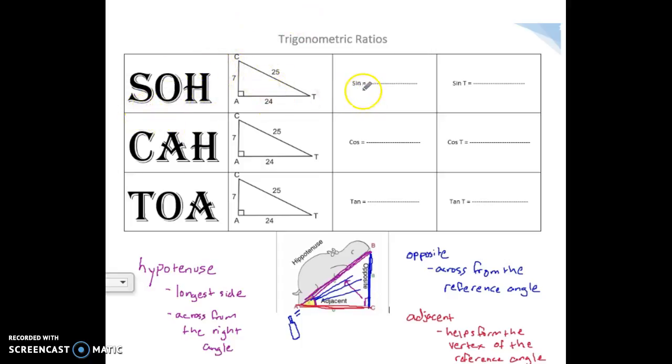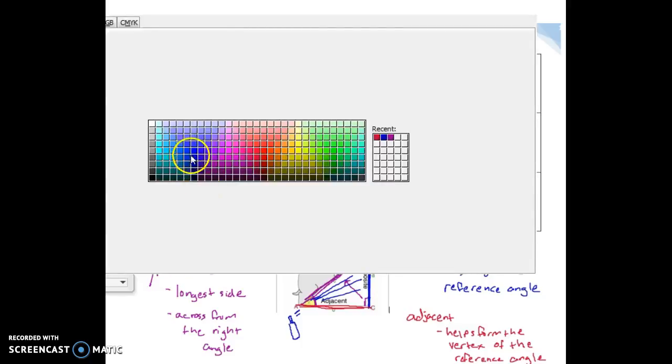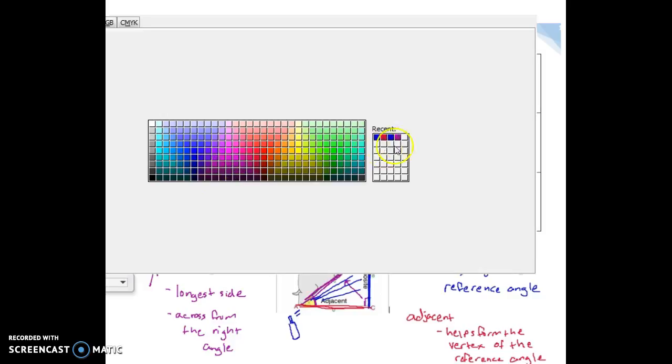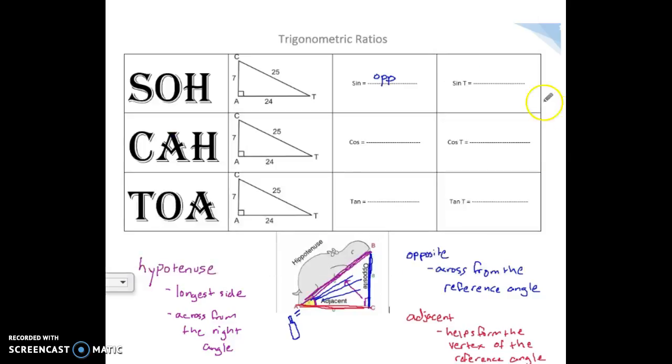SOH stands for sine, and it is made up of the opposite over the hypotenuse. Opposite over hypotenuse, okay? So if I wanted to find that in this particular triangle, I would need to identify those parts first. So this is my hypotenuse.